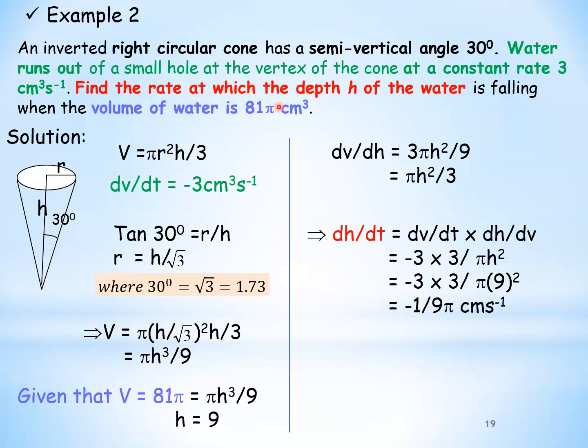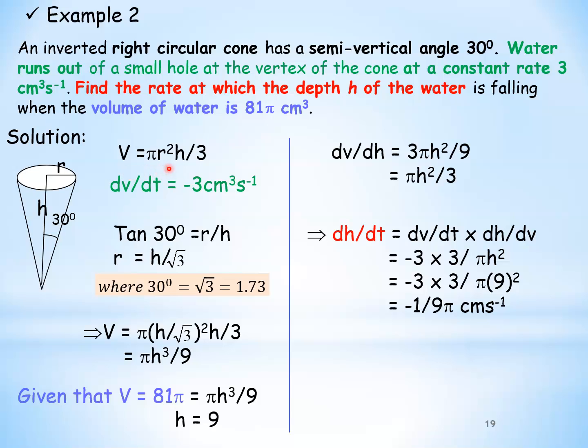Find the rate at which the depth h of the water is falling when the volume of water is 81 pi centimeter cube. Okay, dia minta kita cari kadar ke dalam, find the rate at which the depth, cari kadar air tu keluar, the water falling, yang mana dia bagi tahu volume water tu, isi padu air tu adalah 81 pi centimeter cube. So now you have the formula for volume for cone.